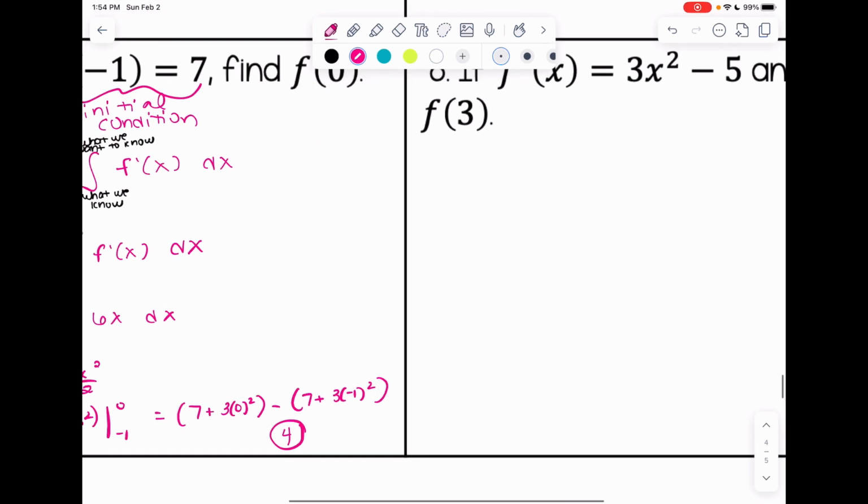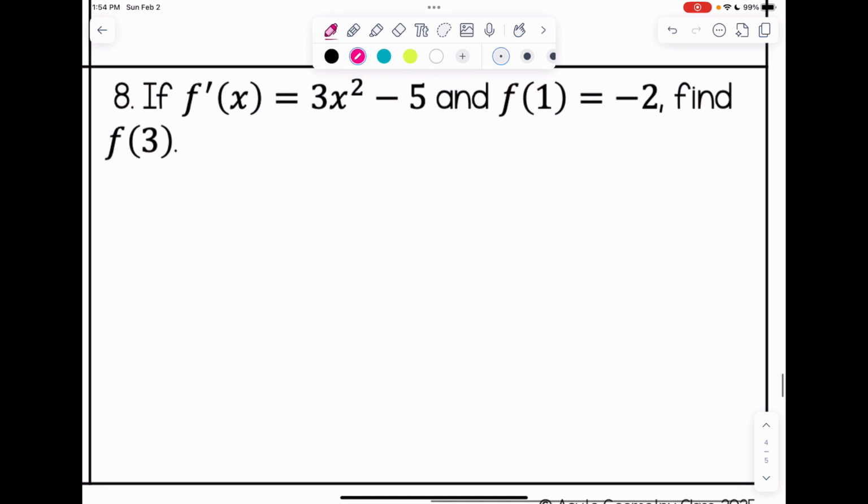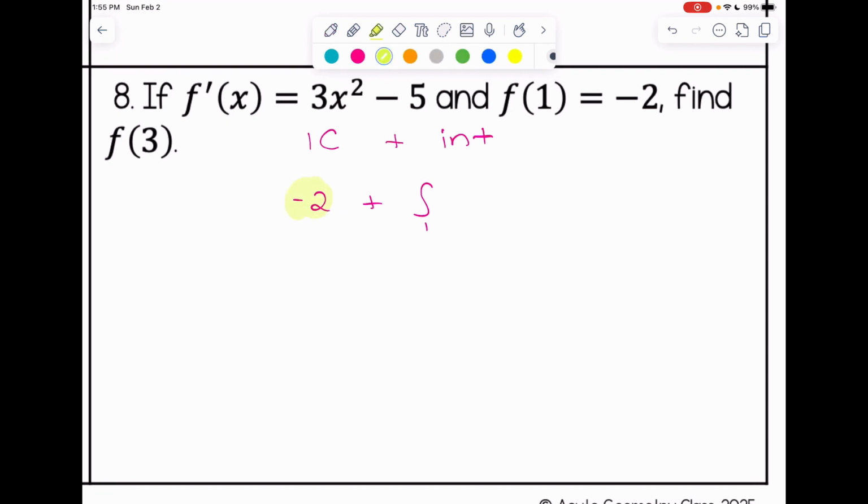All right, let's try one more like that. If we look at number 8, f prime of x is equal to 3x squared minus 5. f of 1 equals -2, and we're going to find f of 3. So let's use our rule, initial condition plus the integral. The initial condition is the y value, so we know -2. The lower bound here is going to be 1, because these two pieces need to correspond to that given fact, that initial condition. So we know f of 1 equals -2. The upper bound is what we want to know, so we want to know what happens at 3. And our function here is 3x squared minus 5, and then dx.